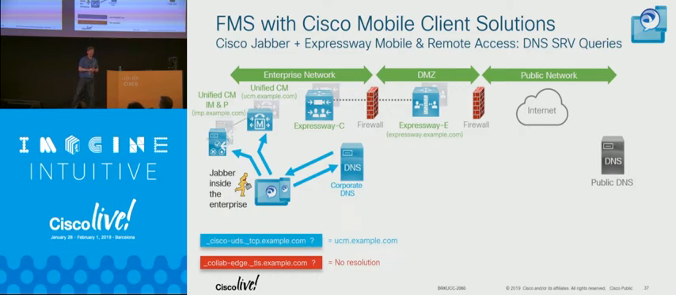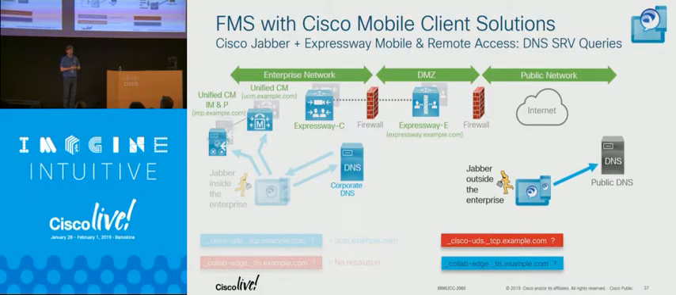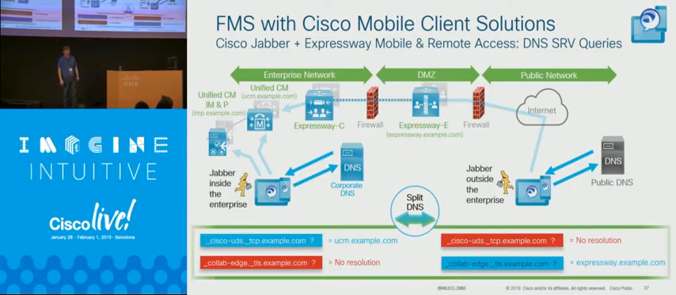All right, now what happens if I step outside? In that case, I'm still going to send the same DNS SRV queries, but the difference is now I'm not talking to the corporate DNS, I'm talking to the public DNS. In the public DNS, I want to make sure that I never get resolution for Cisco UDS, and I shouldn't, because that's inside and shouldn't be reachable from outside. But I should get resolution for collab edge, and that resolution should point me to a valid Expressway E. So in this case, I'm getting pointed to my Expressway, and now I'm going to connect in over Expressway mobile and remote access. Right?